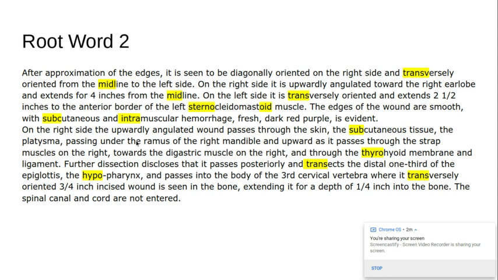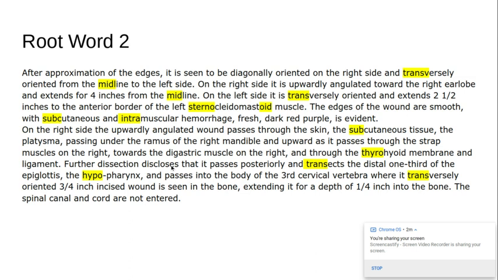On the right side, the upwardly angulated wound passes through the skin, the subcutaneous tissue, again, below the skin tissue, the platysma, which is a muscle group, passing under the ramus of the right mandible. The ramus is the major muscle of your cheek that allows you to chew your food, and upward as it passes through the strap muscles on the right, towards the digastric muscle on the right, and through a thyrohyoid membrane and ligament. Okay, so this is the membrane that covers your thyroid in your neck from the hyoid bone that sits right above it.